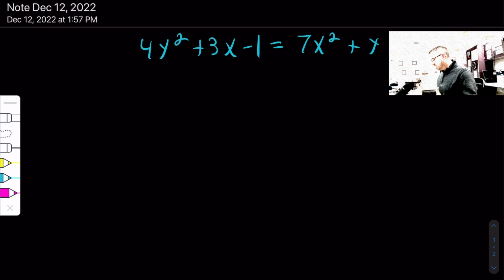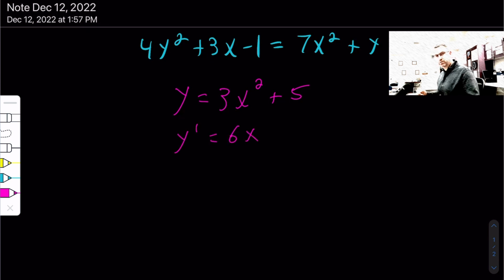All right, so first of all, this is an implicit function. X's and y's are mixed together on both sides of the equation. It's not just y equals, which would be explicit, like this: 3x squared plus 5. It would be a parabola compressed a little bit, shifted vertically up 5. Now, if I said, what's the derivative of this function, you would just say y prime equals 6x. You probably wouldn't think much about it.